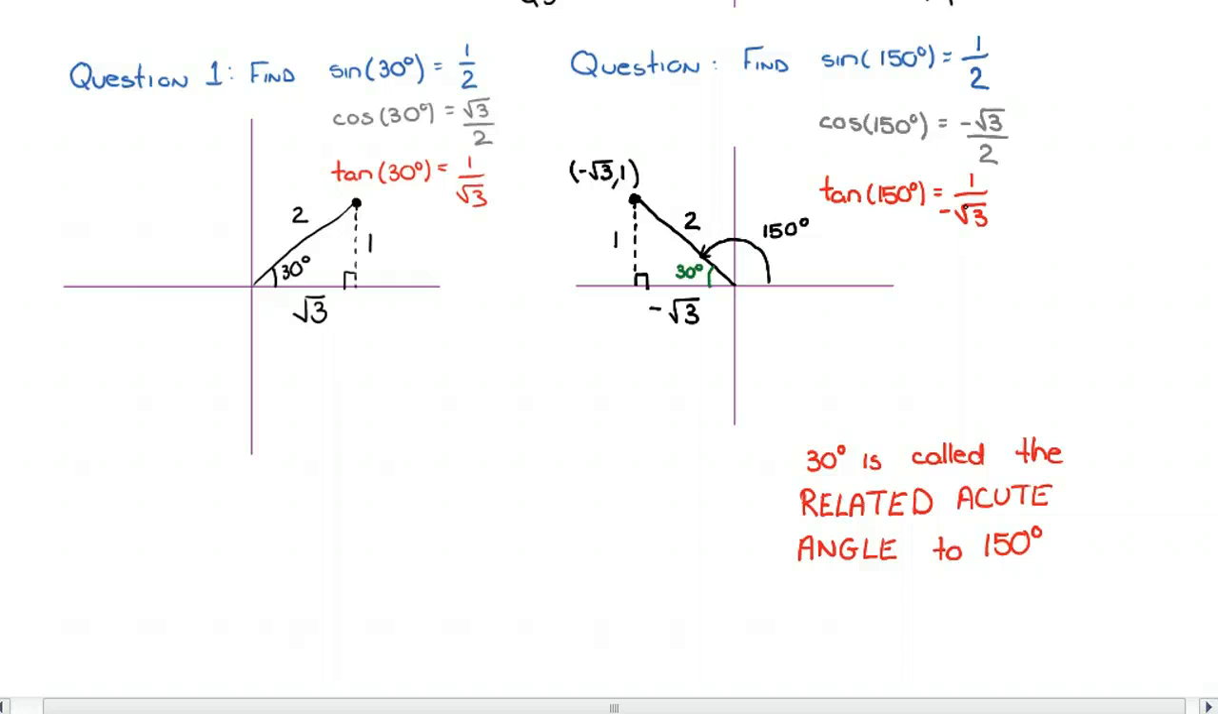So what we see here is that sine of 30 and sine of 150 are the same. And these are, 30 and 150, are called related acute angles.